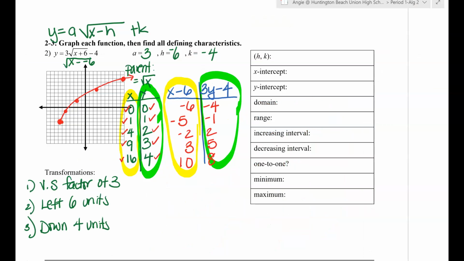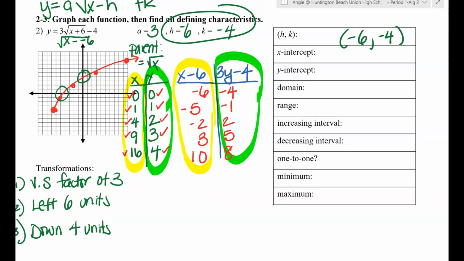So now that we have it all graphed out, let's find the details in the chart here on the right side, okay? So HK, you guys already know we have those from here. That's negative 6 comma negative 4. X-intercept, right guys? So right now, we don't know what exactly the x and the y intercepts are. We will do those algebraically. So do not eyeball them if you're not exactly sure, okay?